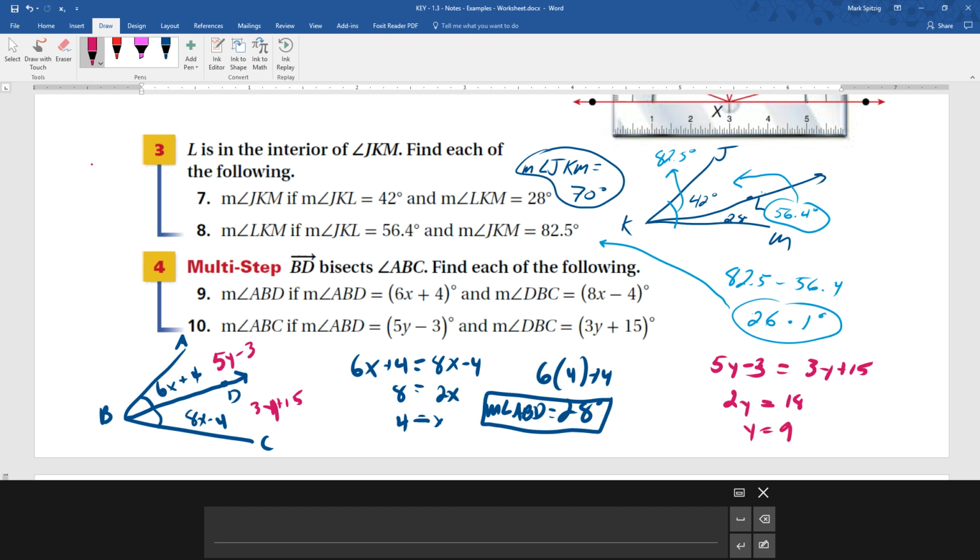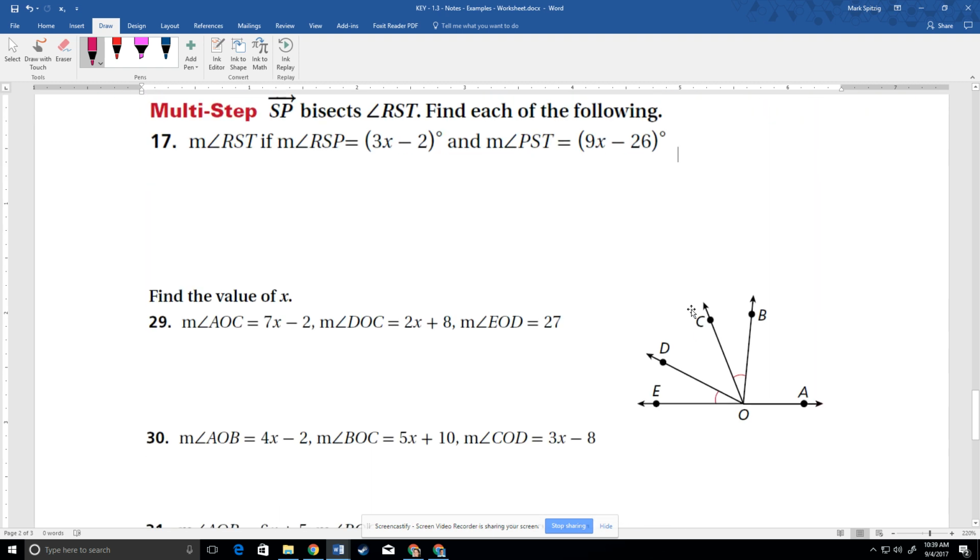And now we want to find ABC, which is the whole angle. Well, I can just plug it into one of them. So I'm going to plug it into 5 times 9 minus 3. So 45 minus 3 is 42 degrees. Right, but 42 degrees is just one half of it. So I'm going to double it to 84 degrees. Okay. Yeah, sounds good. So that would be, again, the measure that we're looking for, the measure of angle ABC. Bingo. All right. Clear this out, head to the next and last page.